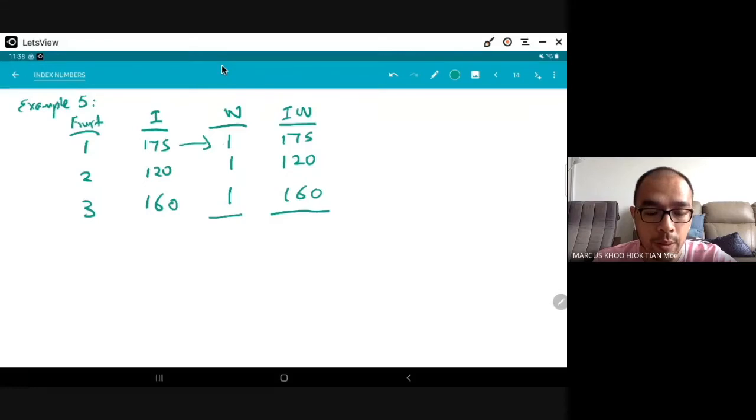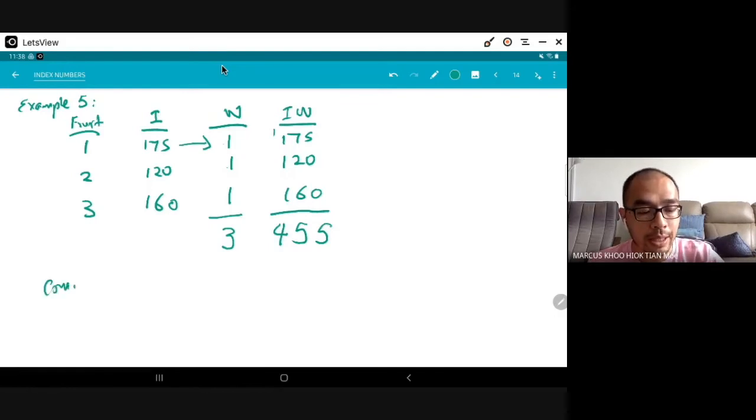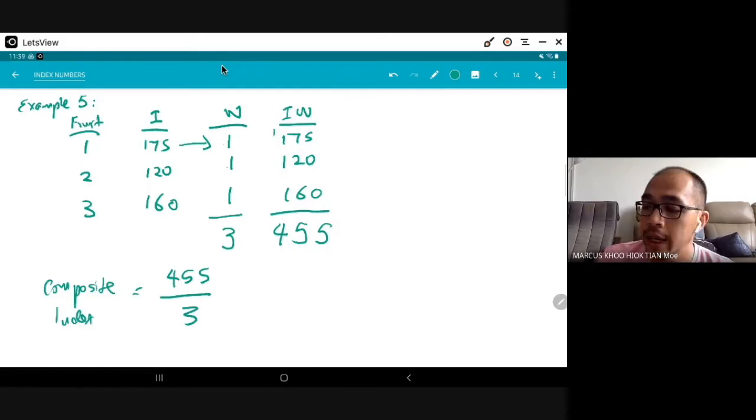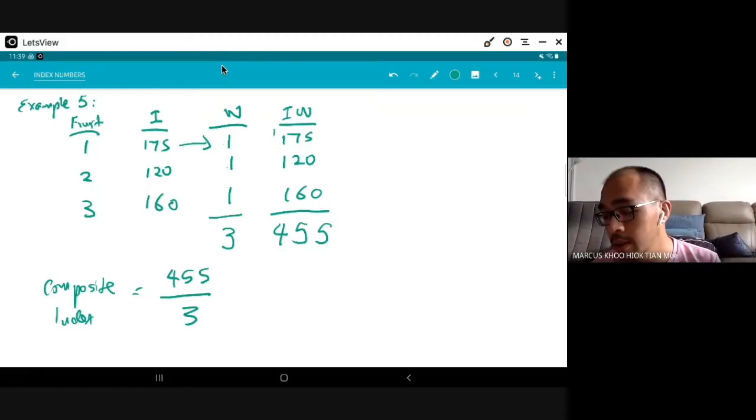Total W is 1 plus 1 plus 1, which is 3. Total IW is 175 plus 120, 295, plus 160 is 455. So my composite index is 455 divided by 3. Okay, in the example in the book, it's a bit longer. Write everything. I prefer to use a table because I think a table is so much easier, easier to see and very easy to see.